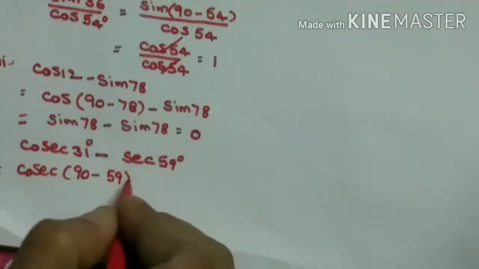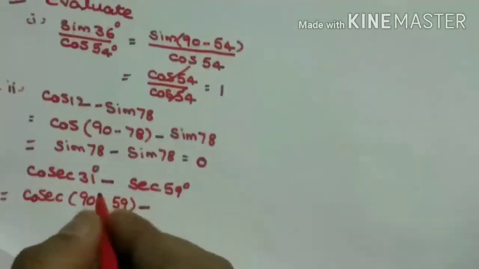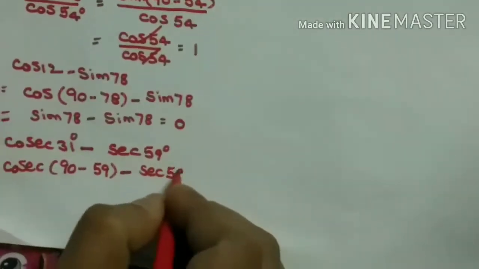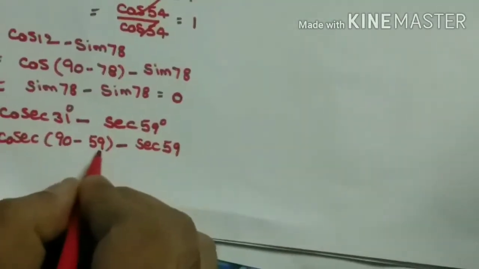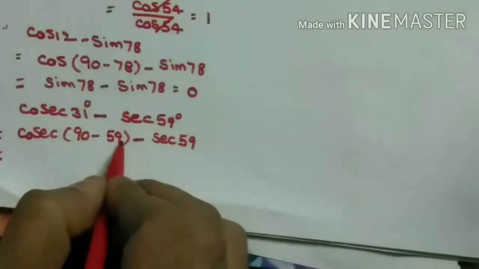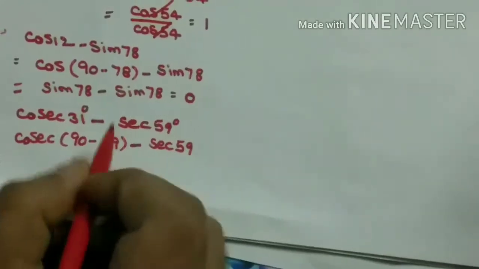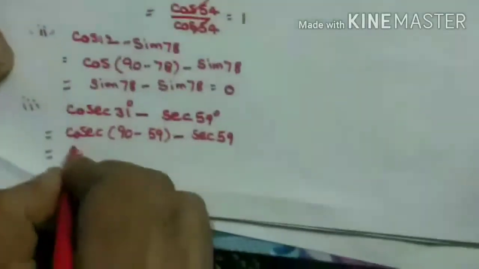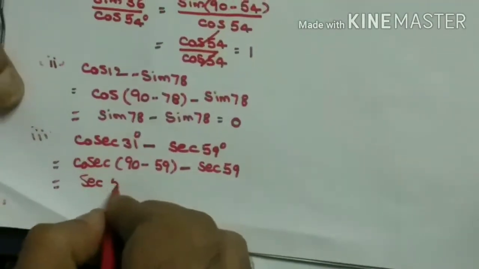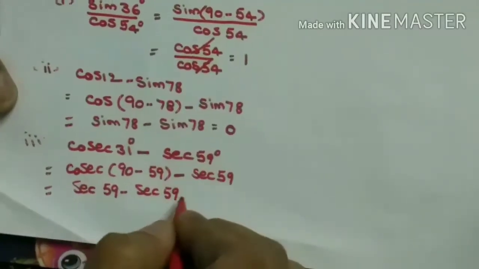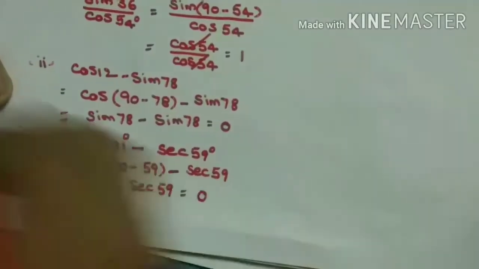Here the very important concept is complementary angles. Secant 59 you write as it is. Why am I writing 59? Because the complement angle of 31 is 59, that's why 90 minus 59. Cosecant of 90 minus theta is secant theta, so secant of 59 minus secant 59. The answer will be 0. This is the first Roman numeral.